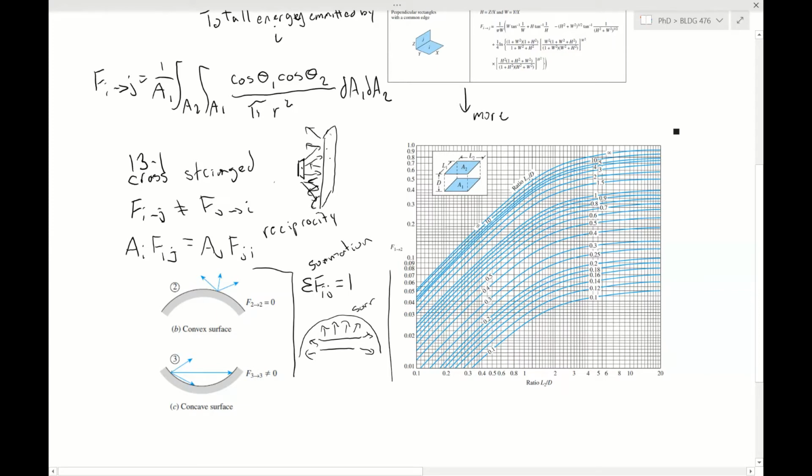So if we have a concave surface like this one, it can actually emit to itself, and in which case there is an F I to I, or as they show here, F3 to 3. So don't forget that that is possible.